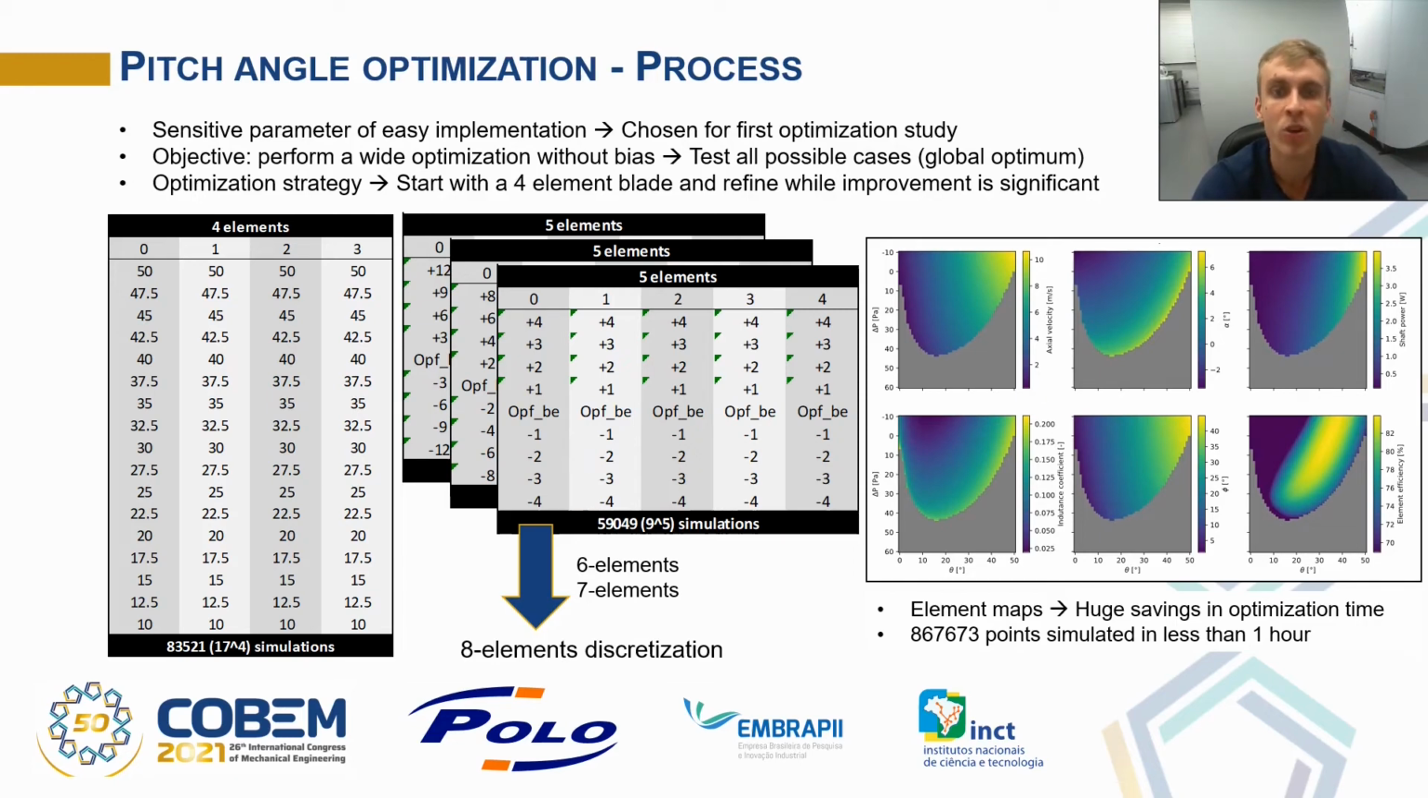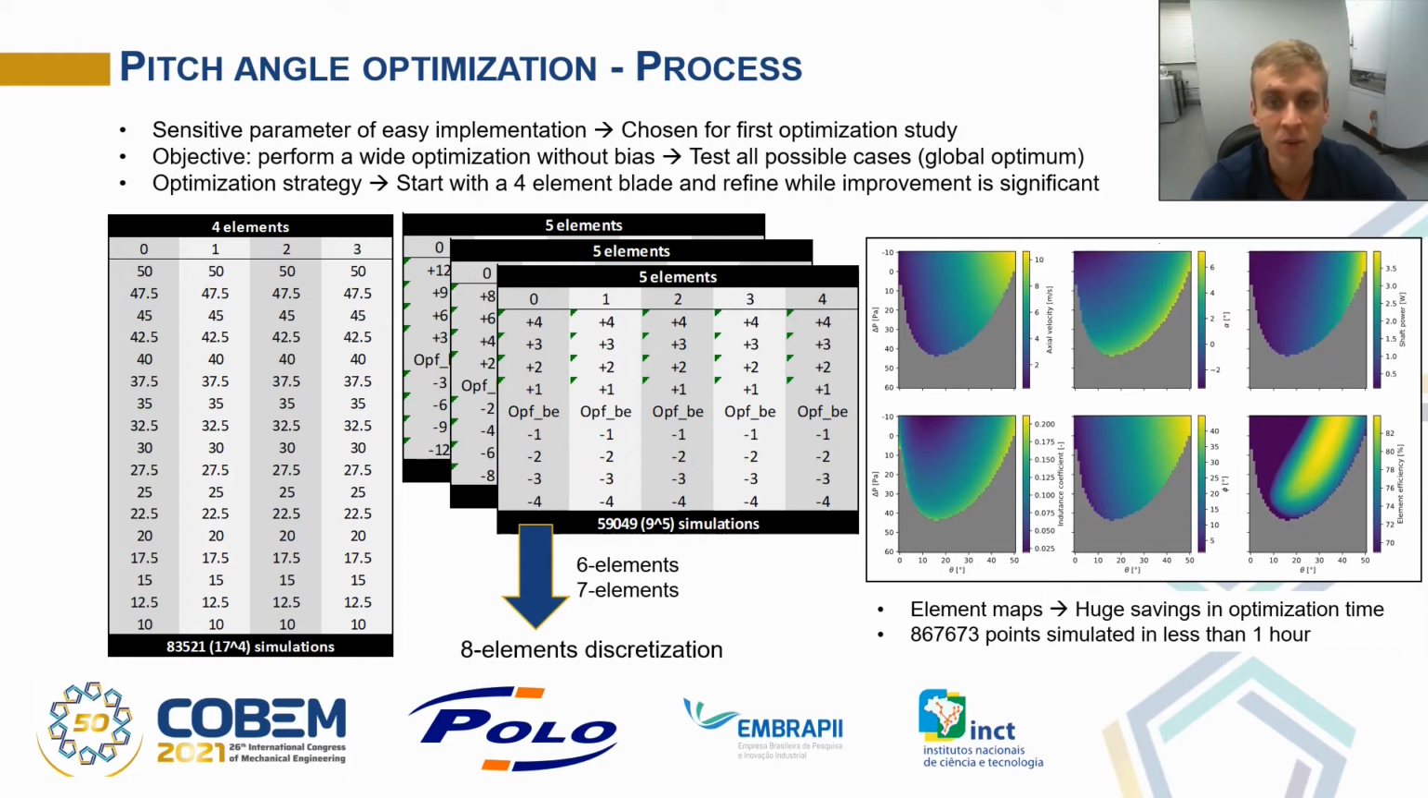Despite the low computational cost, a specific discrete optimization strategy had to be devised given the combinatorial nature of the problem, since this is essentially a multivariable optimization. The optimization process starts with only a 4-element discretization considering 17 levels of pitch angle between 10 and 50 degrees, which is the range commonly observed in commercial fans.